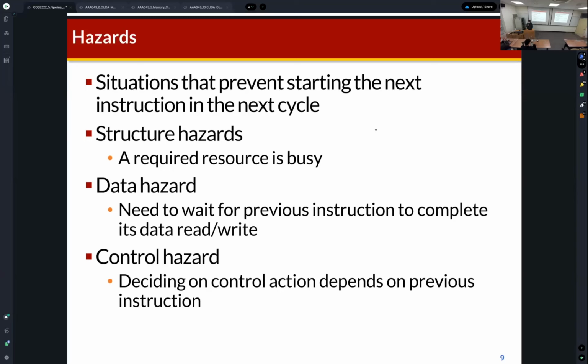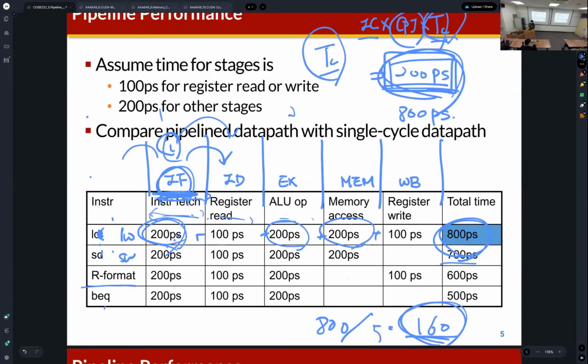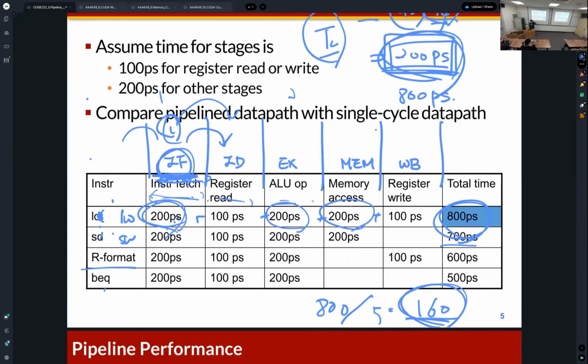So his question is that if the hardware delay is not well balanced, like in this example, we can find that the ID step has only 100 picoseconds and the instruction fetch stage has 200 picoseconds. So ideally we can split the instruction fetch stage and reduce it to 150 picoseconds and 150 picoseconds, right?